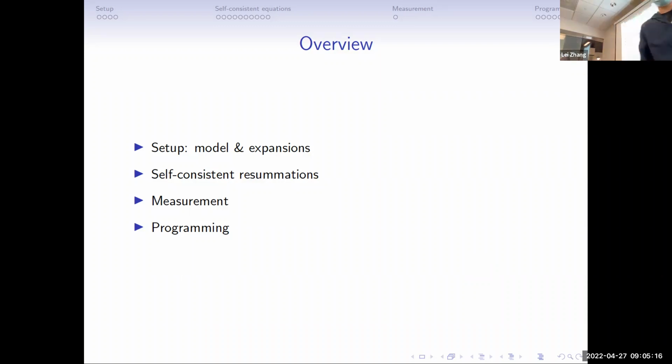And this is an overview of this talk. First of all, I will introduce the notations, the setup of the impurity models and the hybridization expansions. Second, I will introduce how to derive the self-consistent equations for the hybridization expansion. And third, I will introduce how to do the measurement. Finally, I will introduce my NCA OCA solver, how to run that, and what every parameter means.